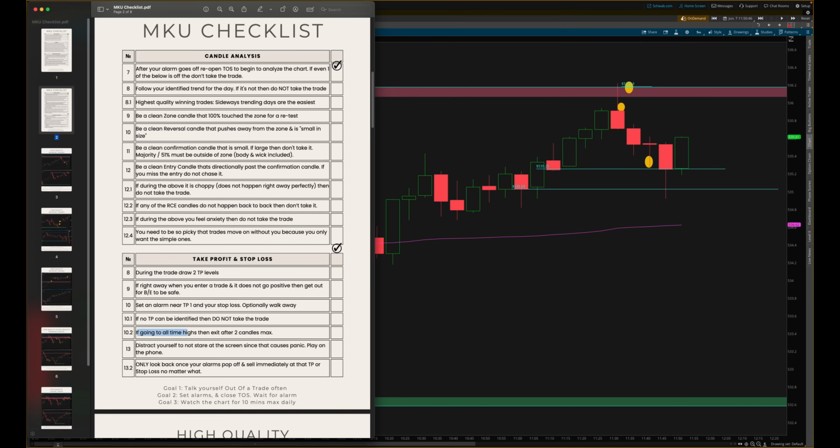Now 10.2, if going to all-time high, I already mentioned this, then you can exit after 2 candles max. But for the majority of people, if you're new to this, don't follow this piece. If you're new to trading this strategy, don't even exit after 2 candles. Don't enter the trade, period. We need you to be consistently profitable. We don't need you trading just to be trading because you want to make money. That's fine. Because the issue with this, FYI, it does work and it's fine.